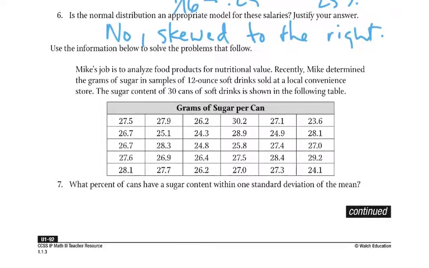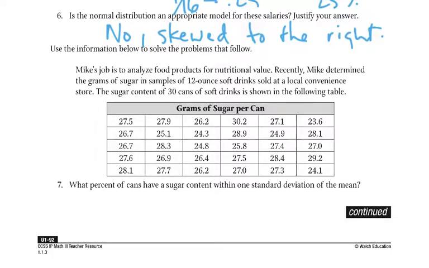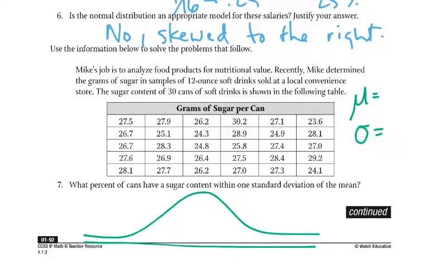Alright, so let's use the next one. Mike's job is to analyze food products for nutritional value. Recently, Mike determined the grams of sugar in samples of 12-ounce soft drinks sold at a local convenience store. The sugar content of 30 cans of soft drinks is shown in the following table. Alright, so grams of sugar per can. What percent of cans have a sugar content within one standard deviation of the mean? Okay, so we're going to need to find our mean. We're also going to need to find the standard deviation, and then we'll be able to use that to create our bell curve and do that stuff, okay?